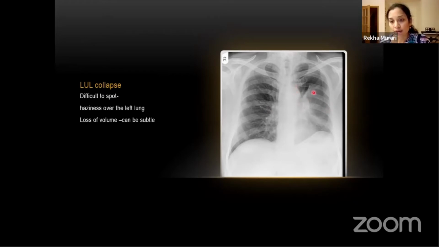Then also minimal loss of volume when compared to the opposite lung, and loss of heart border. You can see that the heart border is not very well defined, like we've seen in the previous chest X-rays. Also the position of the hilum can sometimes be a little higher than expected. So this is a case of left upper lobe collapse, one of the more difficult lobar collapses to diagnose. But once you go through the silhouette sign, the volume loss and the density, you should be able to pick it up.